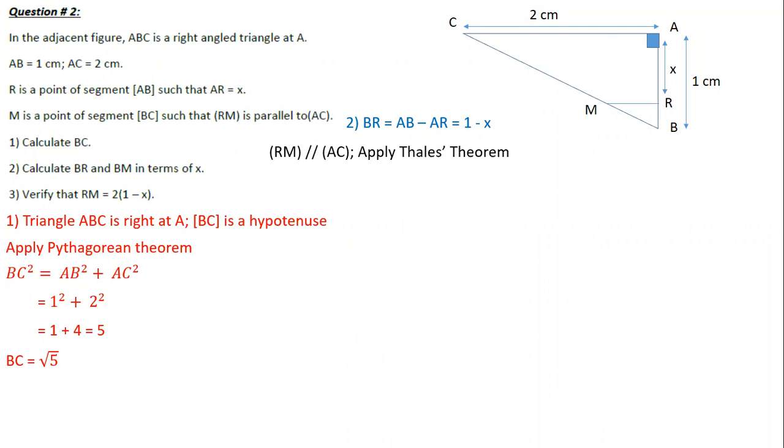Here we apply Thales theorem because we have two parallel lines. So since RM is parallel to AC, we apply Thales theorem. We start from vertex B, as Maryam said: BR over BA is equal to BM over BC is equal to MR over AC.